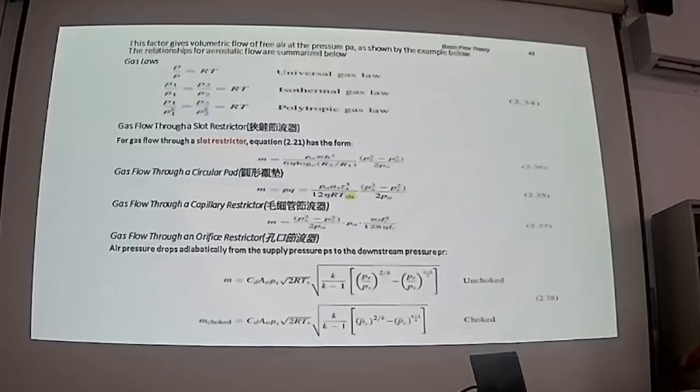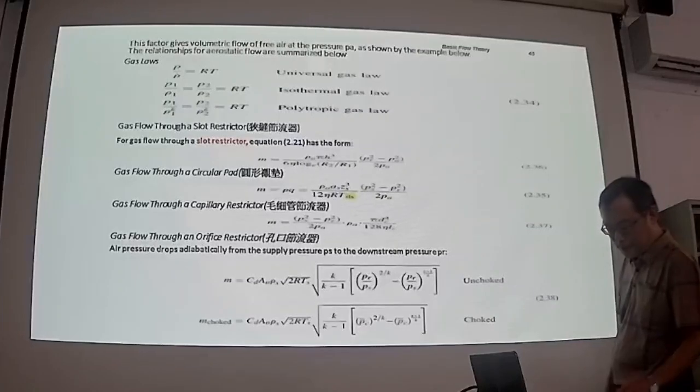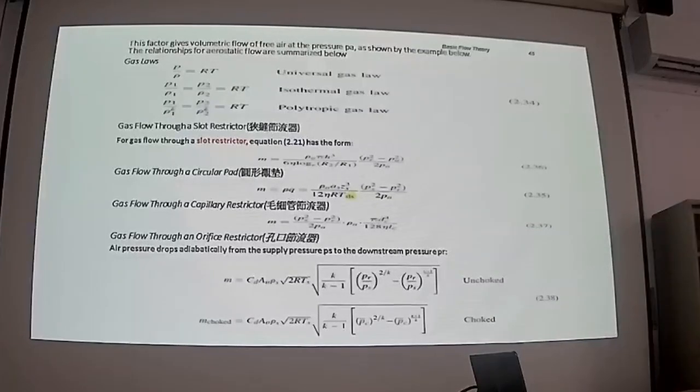And here we have some, yeah, these are dedicated to the formula for the air bearing. For the slot restrictor the flow rate is, okay, and slot restrictor with circular bearing, and this is the mass flow rate. Oh, this is circular, and for the capillary restrictor for the air bearing.